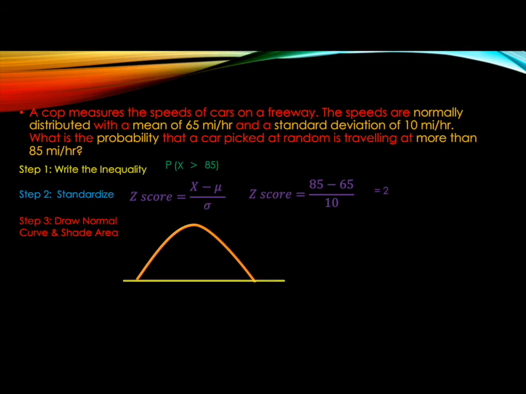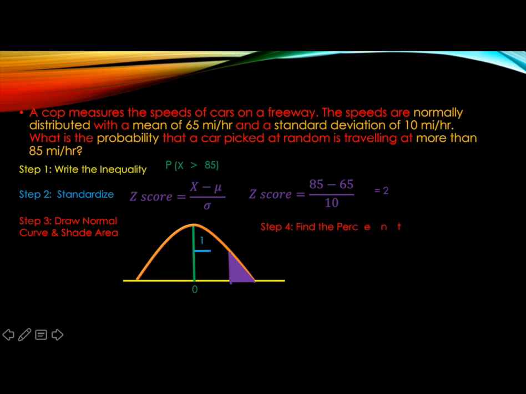So here's our curve. Remember that now that our distribution is standardized, the mean is 0, and our standard deviation is 1, which is approximately this far. We got a z-score of 2, which is around here. According to our inequality, we are looking for when it is greater, so we shade to the right.